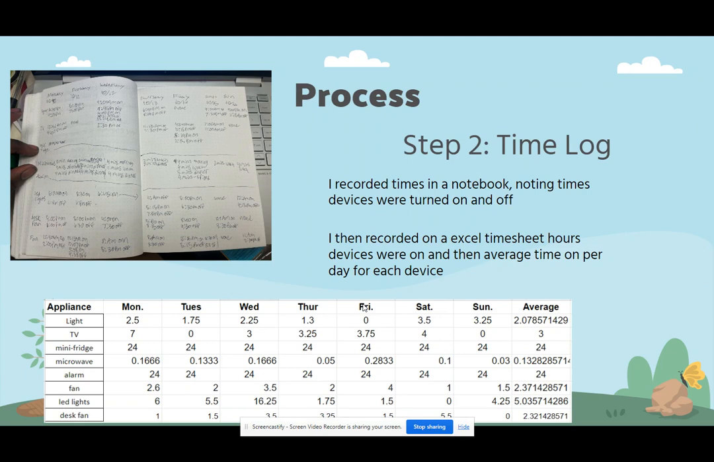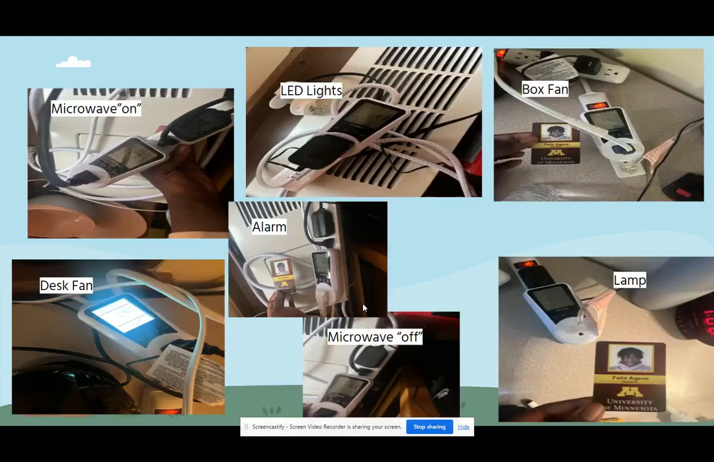Process step 2, time log. I recorded times in a notebook, noting times devices were on and off. I then recorded on an Excel timesheet the hours devices were on, and then the average time on per day for each device, as you can see. These are the microwave and all the other electronics besides the TV that I used.